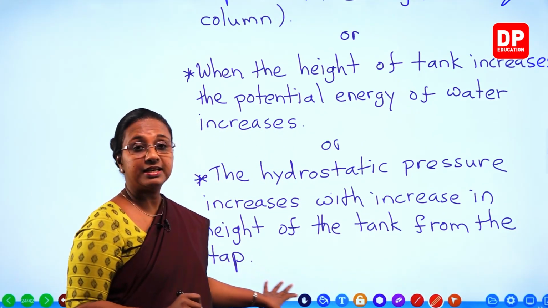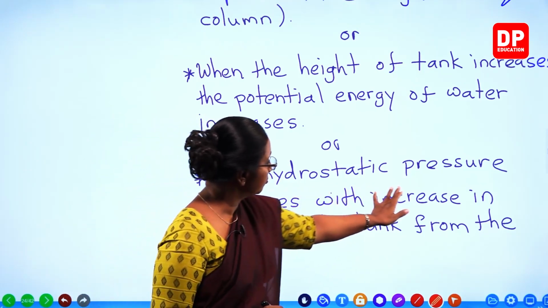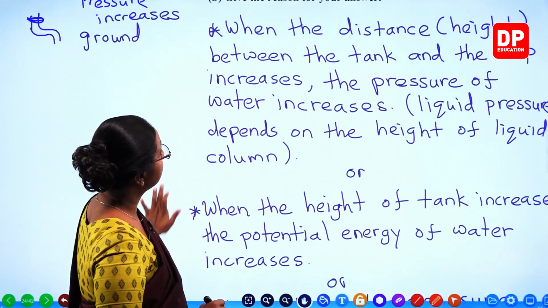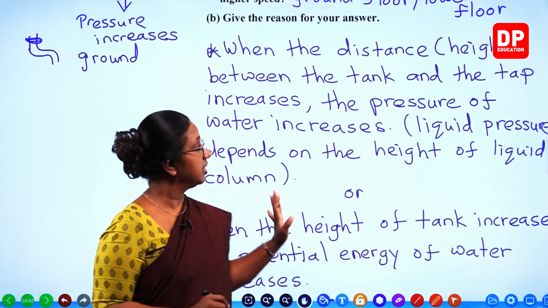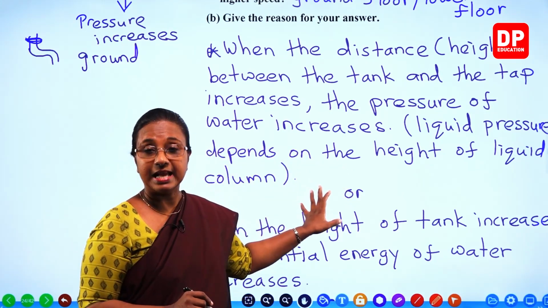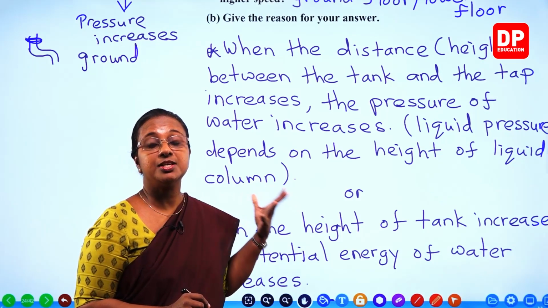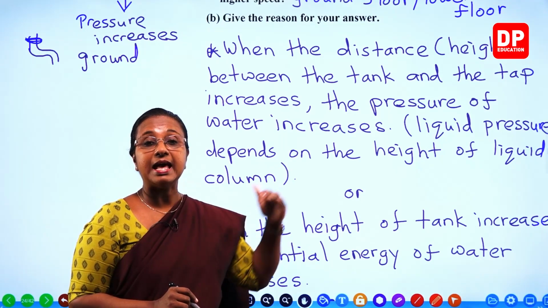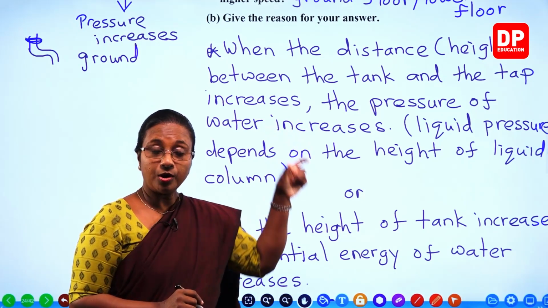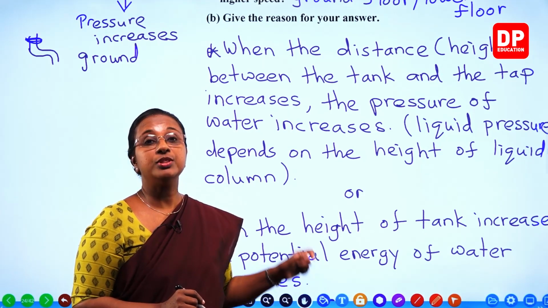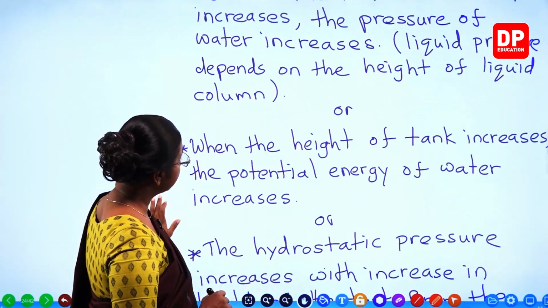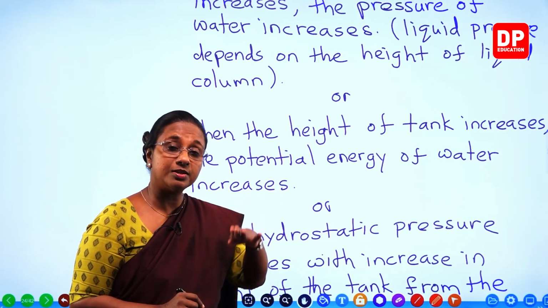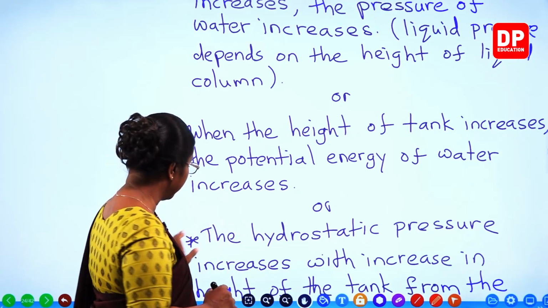The first one and the third answer, they are similar. Only thing here I have used the word hydrostatic pressure. Here, I have written it as pressure. Either answer is fine. So you can relate it to pressure and height. You all know pressure is H rho G. So there, when the height increases or the distance between the tank and the tap increases, the water column is longer, so the height is more, therefore the pressure is more. Or we can say when the height of the tank is higher, the potential energy of water is higher, so because of that also it flows out with a higher pressure.